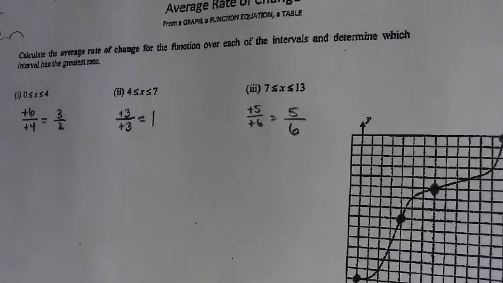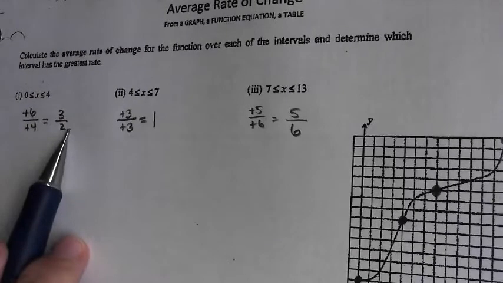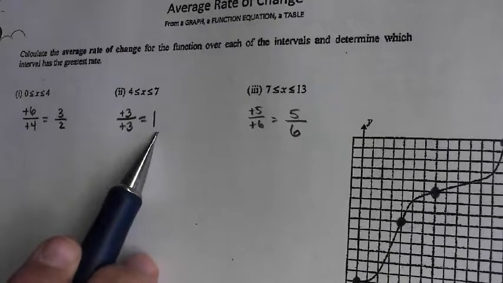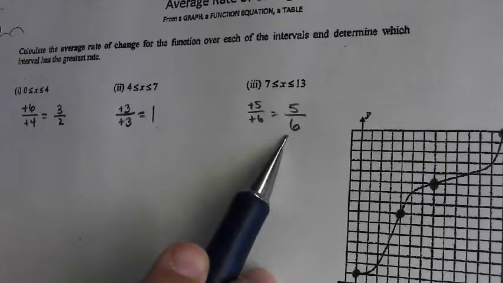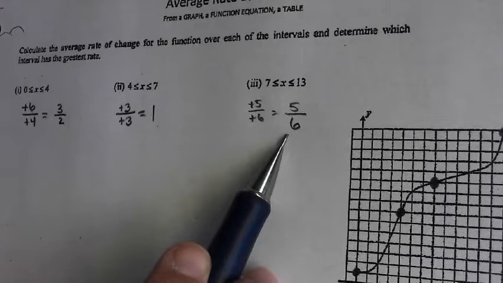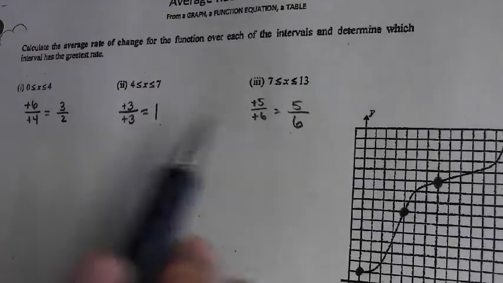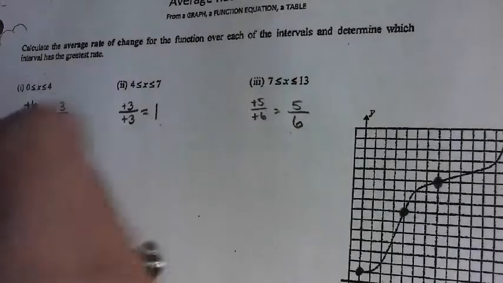So which one's the biggest number? 3/2. 3/2 is 1.5. This is 1, and this is like 0.833333. Yes? If you actually did the division out and saw the value of those fractions, this is the biggest.